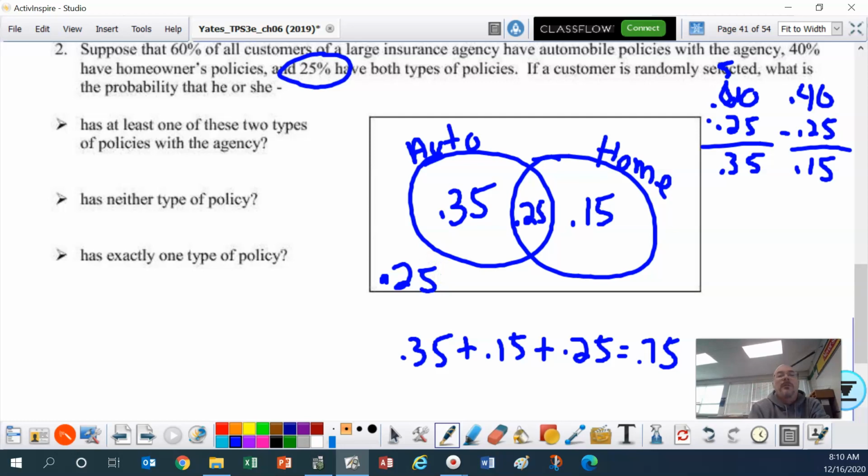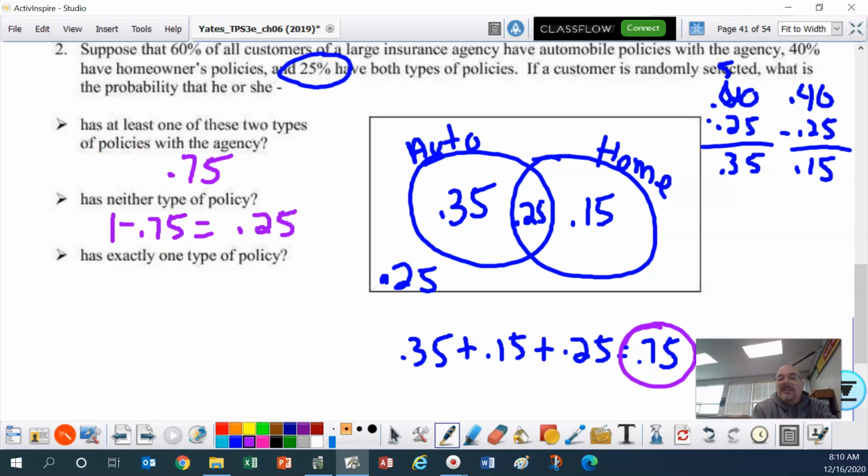All right, so has at least one of these two types of policies. That means one or both, right? Well, we figured that out right here. I added those three numbers together, one or both. Has neither type. Well, that's the complement, 1 minus the 0.75, which I figured out is the 0.25.